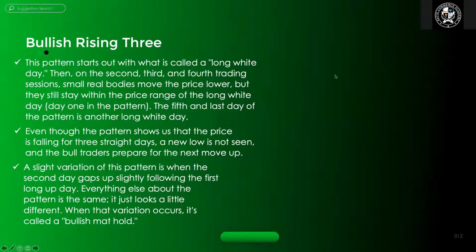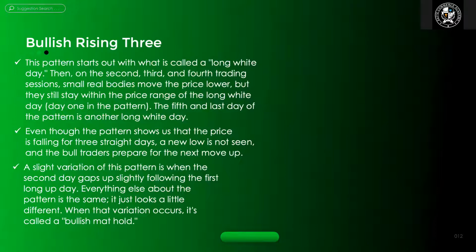Bearish rising 3, this pattern starts out with what is called a long white day. Then on the second, third, and fourth trading sessions, small real bodies move the price lower, but they'll still stay within the price range of the long white day. The fifth and last day of the pattern is another long white day. Even though the pattern shows us that the price is falling for 3 straight days, a new low is not seen, and the bull traders prepare for the next move up.